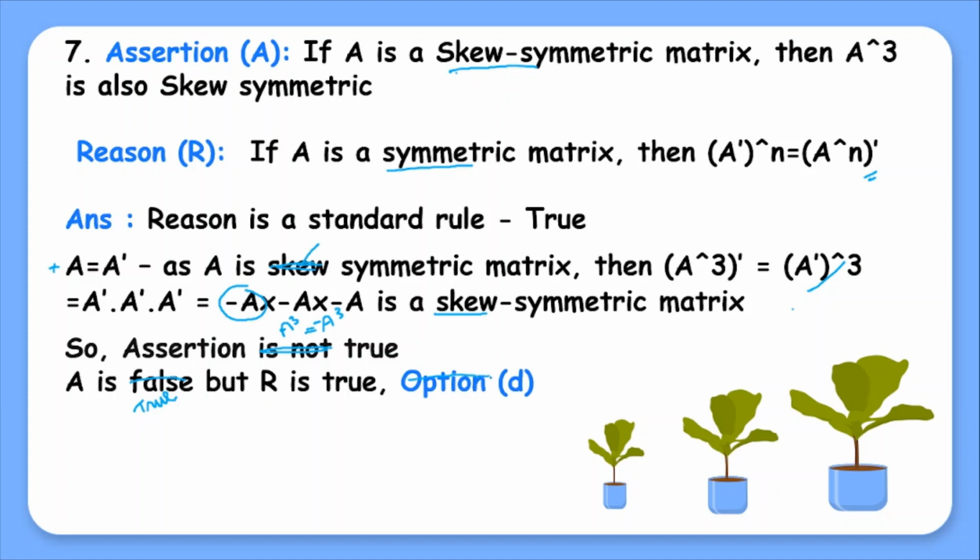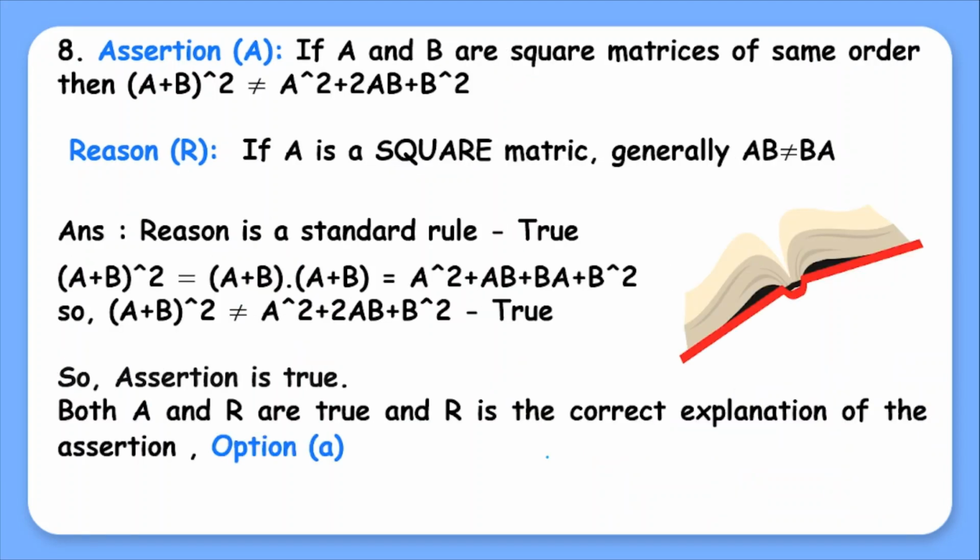But the thing is, it is talking about a particular skew symmetric matrix. The reason is talking about a symmetric matrix. So we cannot use this symmetric matrix rule for the skew symmetric matrix. Here this statement is true, but it is not using the rule given in the reason. So we will go with option B. A and R are true, but R is not the explanation. R is not using the reason for the assertion. So we go with option B.